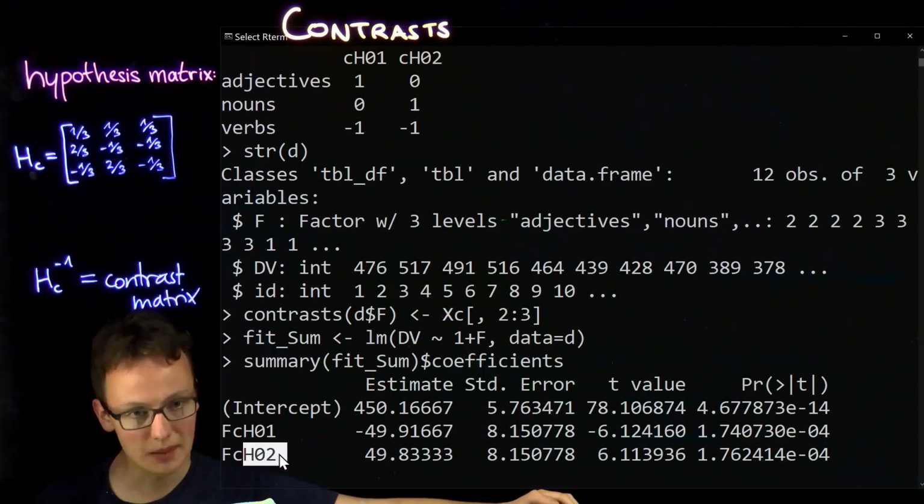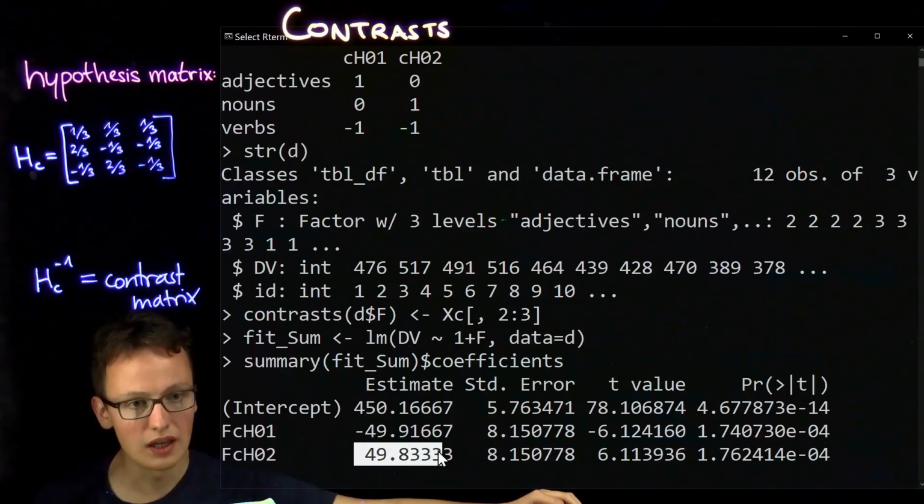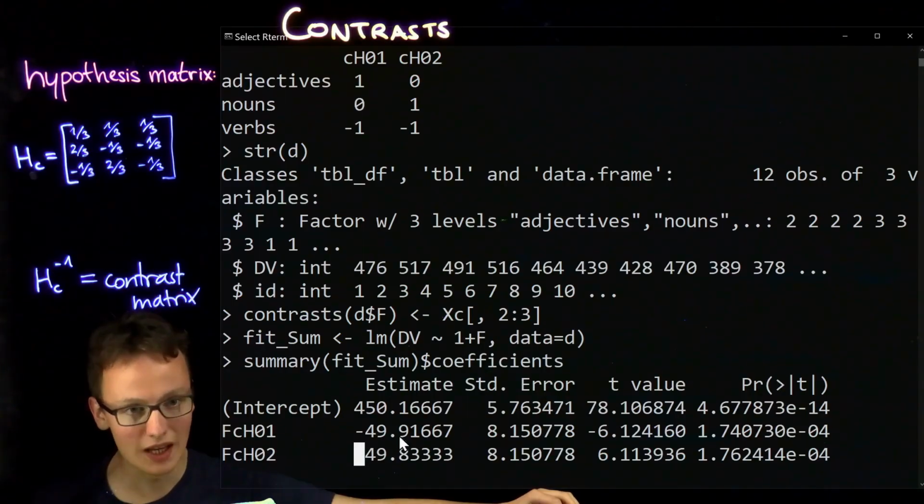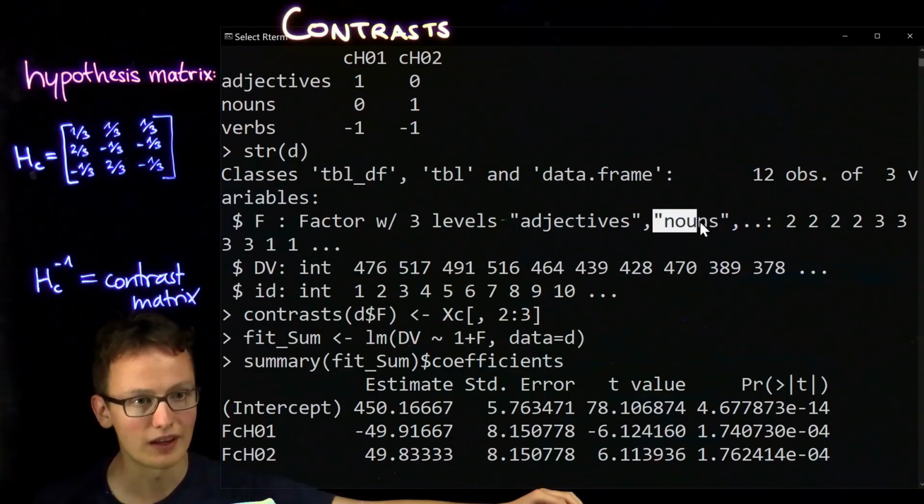And likewise, the second hypothesis was the one that compared the grand mean to the average of nouns specifically. And so here we have to expect this estimate, under our sum coding, to represent the deviation going from the grand mean to the group level mean of nouns. And so here we can deduce, looking at this number together with this number, that the average for the level of nouns in our factor would be 450 plus 49, so about 500 milliseconds, okay?